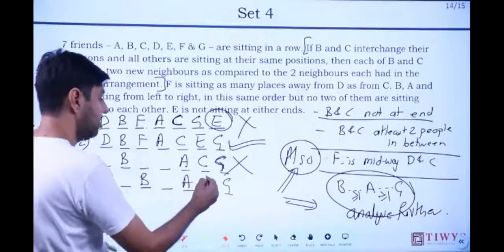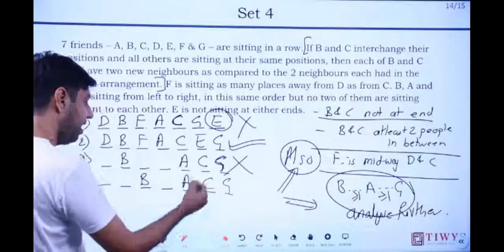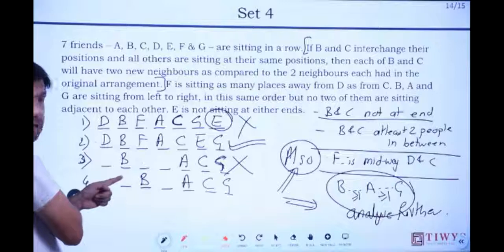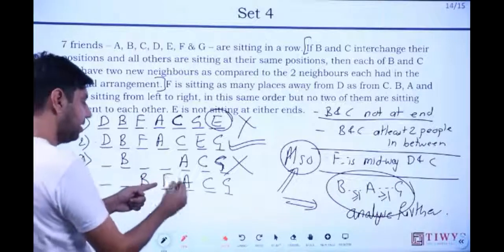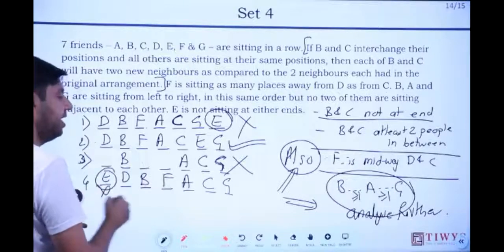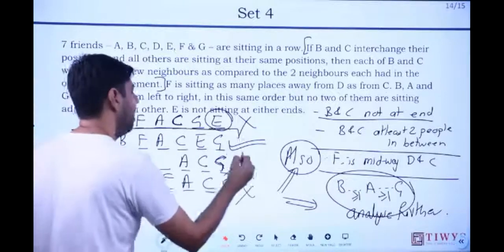C has to be here. If C has to be here, then F cannot be so far away because B will go outside. F has to be here, blank F, so this has to be D. E cannot be at an end, so that's also not possible.